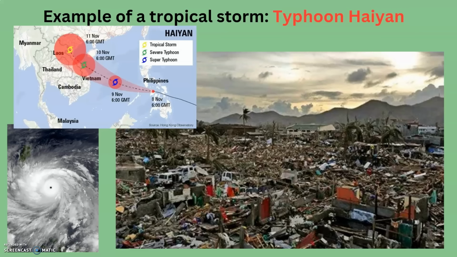And finally, long-term responses. The UN had appealed for 300 million. Considering it was the most powerful storm, that is not as much as the 500 million in Nepal, but 300 million to help fund the rebuilding and the relief.